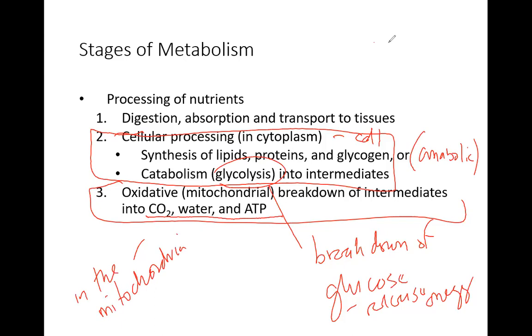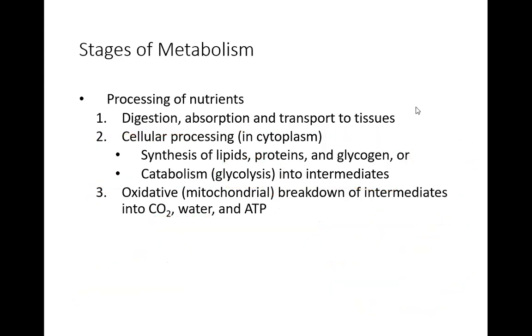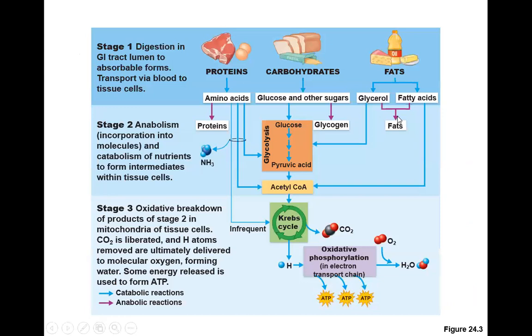So now that I've got you good and confused, let's go a little further and try and clarify all this. If you're visual like I am, this is a much better way of showing it. Stage 1, digestion in the gut. Digestion starts in the mouth with starches. Carbohydrates start being broken down in the mouth with the enzyme amylase. Proteins are broken down in the stomach and in the small intestine to their amino acids. And fats are chopped apart in the small intestine into glycerol and fatty acids.